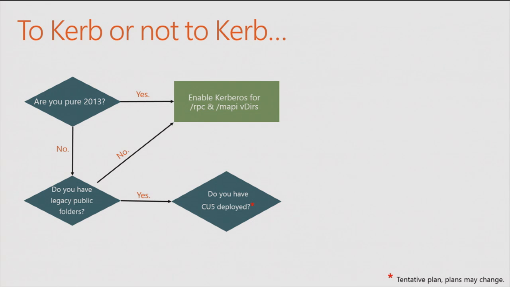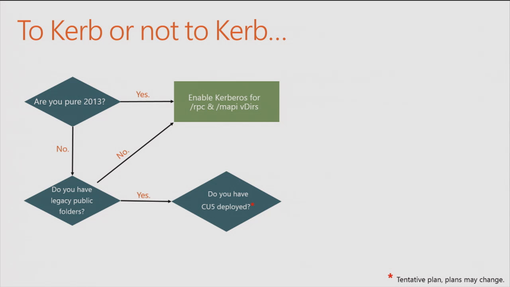A 13 user isn't going to get back RPC settings in their auto-discover response because their primary mailbox is on 13. So we're hoping, and again, the story could change, but I just want to let you know, we're hoping that in CU5 we'll be able to make this so that when auto-discover gives a response back, we can tell the client to use two different authentication types depending on what resource they're using.